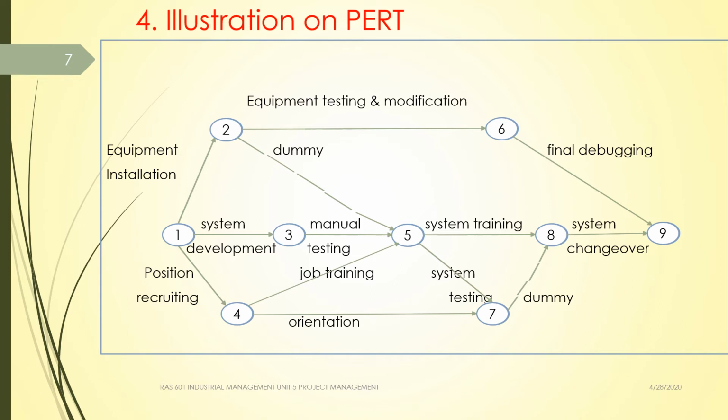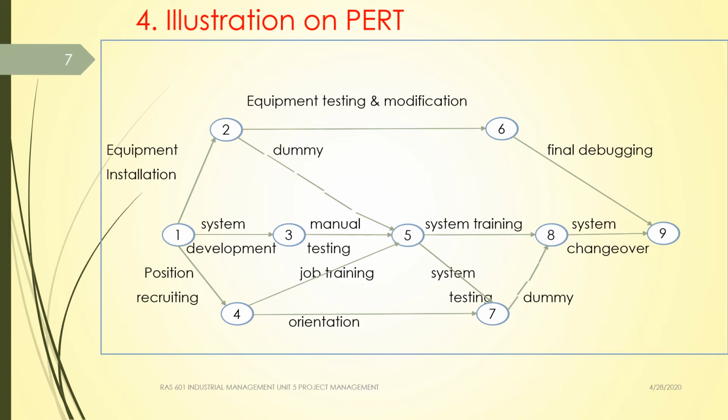So here I have given a network to you already for a given problem, and we have to find out the mean time as well as the variance within the process. Here you can see the number of activities and their relation with preceding and succeeding activities shown in this diagram. Two of the activities are represented as dummy, and this dummy activity is between node 2 to 5 and node 7 to 8.